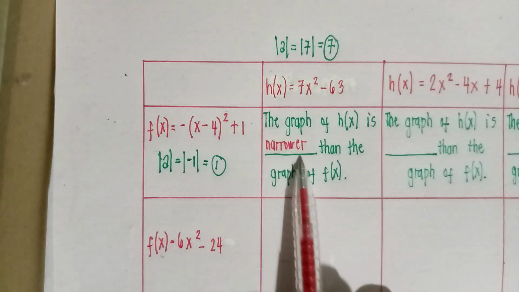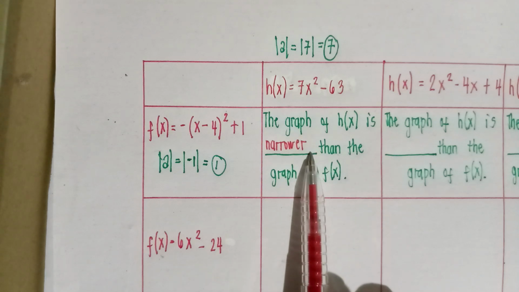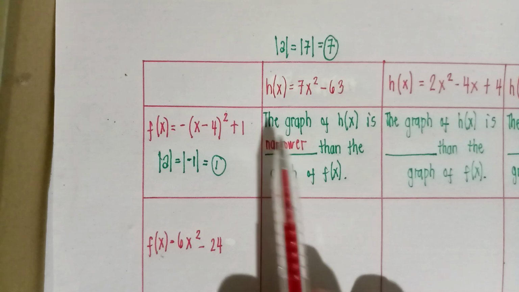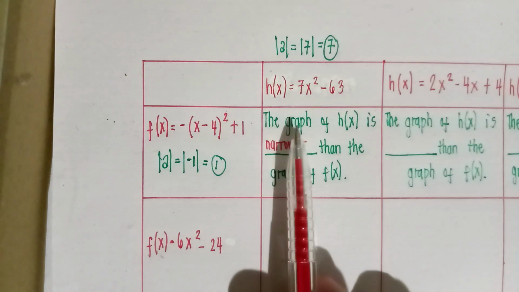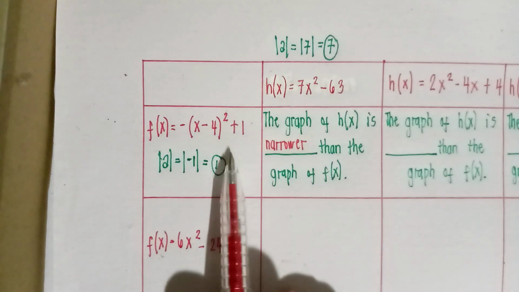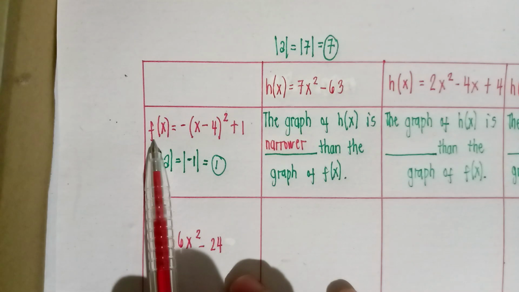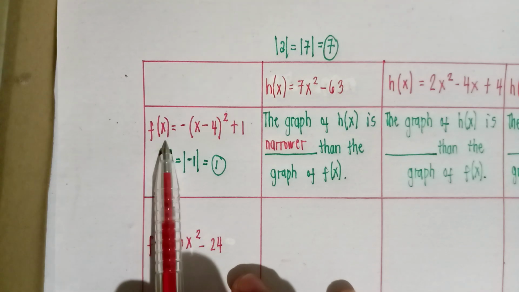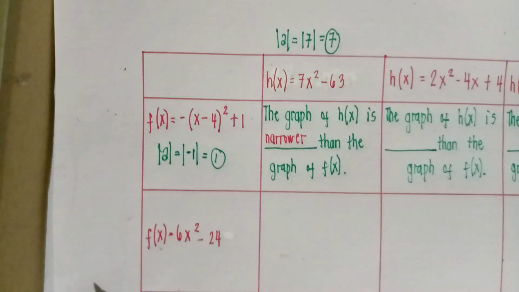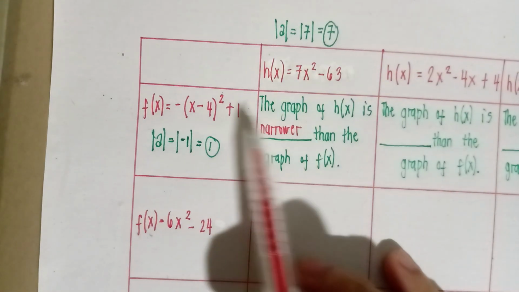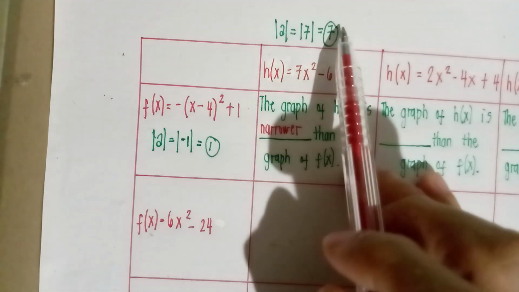So, for example, this first box, the answer is narrower. That means what is being described and compared is the graph of h of x at the top with another quadratic graph, the quadratic function f of x on the left side. Now, to compare these two quadratic functions, identify the value of a.